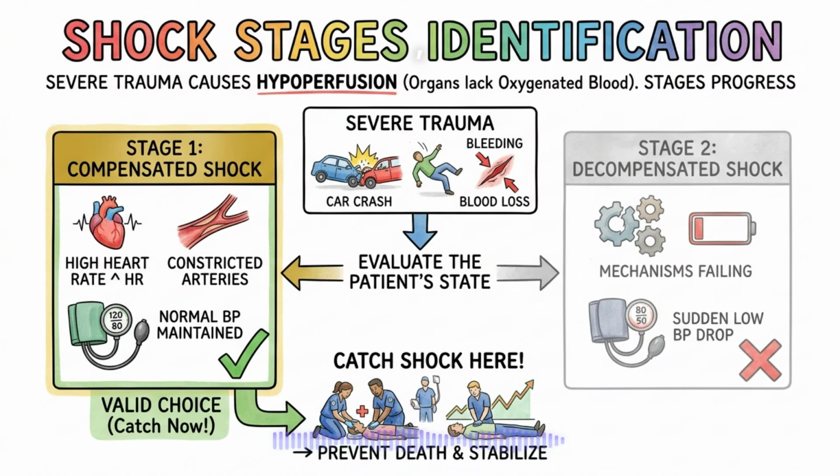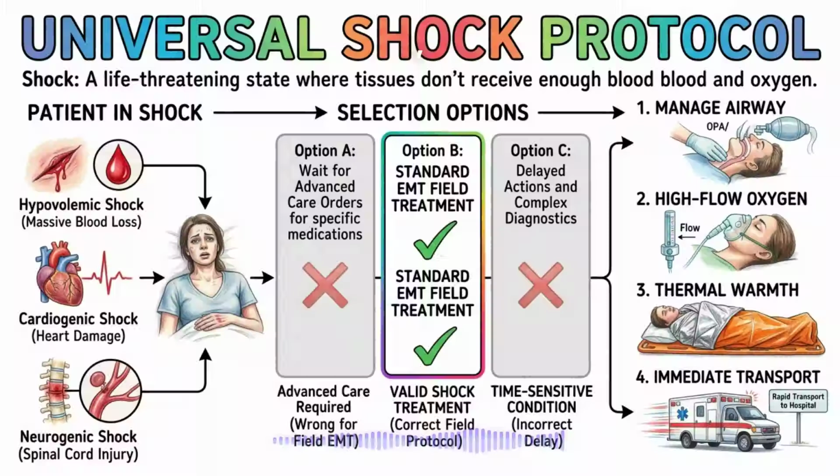If the bleeding continues, the patient enters decompensated shock, marked by a sudden, dangerous drop in blood pressure, indicating that the body has completely run out of energy and the mechanisms are failing. You must catch shock in the compensated stage, because once the blood pressure drops, the patient is incredibly close to death. There are several types of shock, but hypovolemic shock is the most common in trauma, caused by massive blood or fluid loss.